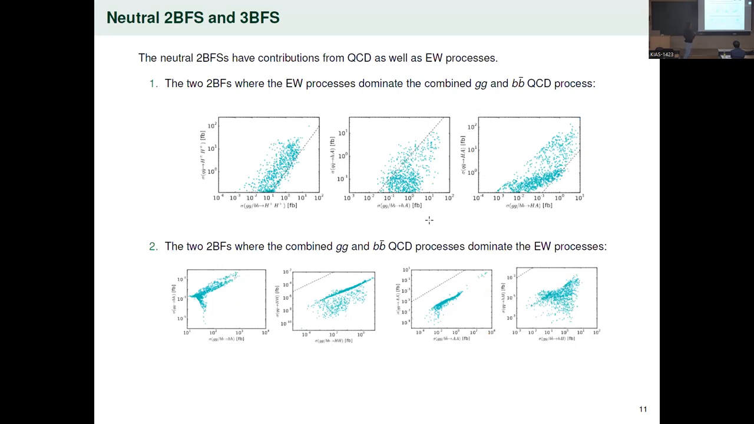Next, let's go to the neutral two-body final state and the neutral three-body final state. In the upper panel, the two-body final states can be produced by the electroweak processes as well as the QCD processes. So in the upper panel, we have the cross sections for the electroweak process on the vertical axis, and on the horizontal axis, we have the QCD production cross section. So we can see that in all these figures, the electroweak cross section is more dominant compared to the QCD cross section. Many of the points are to the left of this line. Along this line, the cross sections of QCD and electroweak are the same. But for the lower panel, we can still see that the QCD cross section is dominant compared to the electroweak cross section.